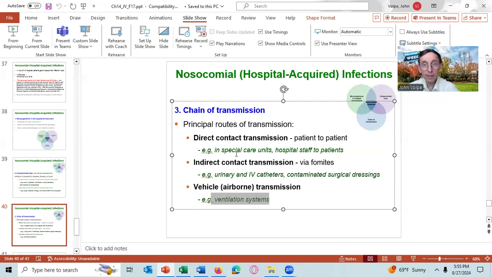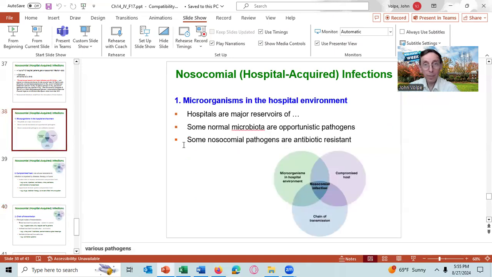Any question about any of that? So these are the three reasons why nosocomial infective agents are likely to happen in the hospital. Microorganisms are present. The patient is compromised. That's why they're going into the hospital setting or the hospital-like setting. And then there's a chain of transmission.